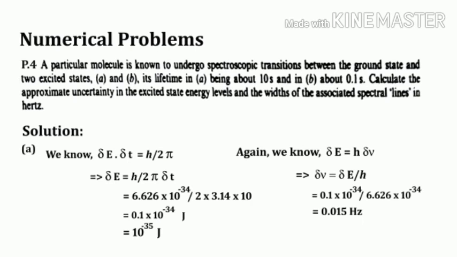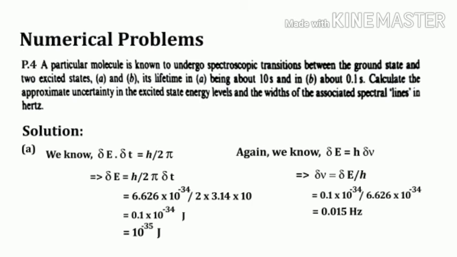Now the next problem, the question is, a particular molecule is known to undergo spectroscopic transition between the ground state and the two excited states A and B, its lifetime in A being about 10 seconds and in B about 0.1 second. Calculate the approximate uncertainty in the excited state energy level and the width of the associated spectral lines in hertz. Okay, so let us solve this problem.